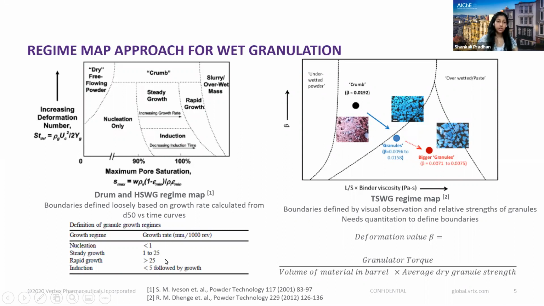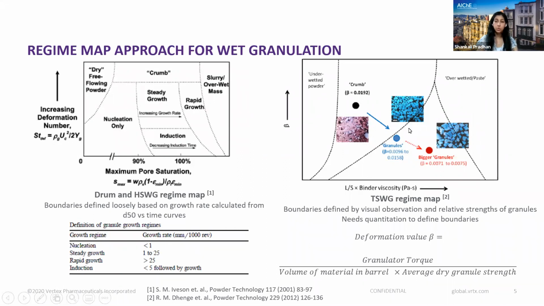Based on the growth rates of the granules, we have different boundaries of growth regimes, and we can see all sorts of growth regimes from dry free-flowing powder all the way until slurry or paste. Now, the physics of high shear is very different from twin screw, so we will need to construct a new regime map for twin screw wet granulation.